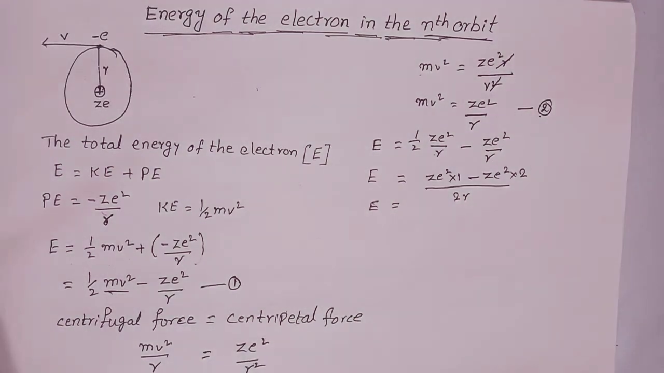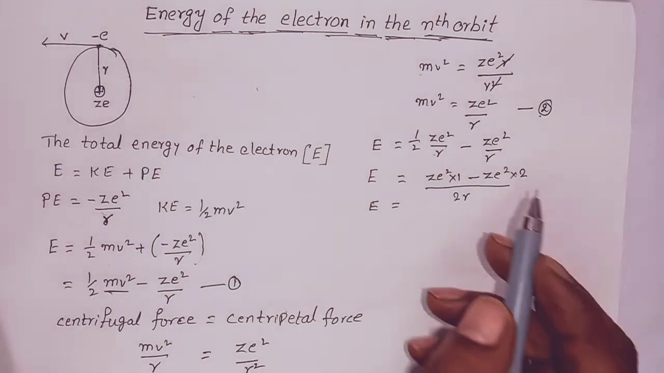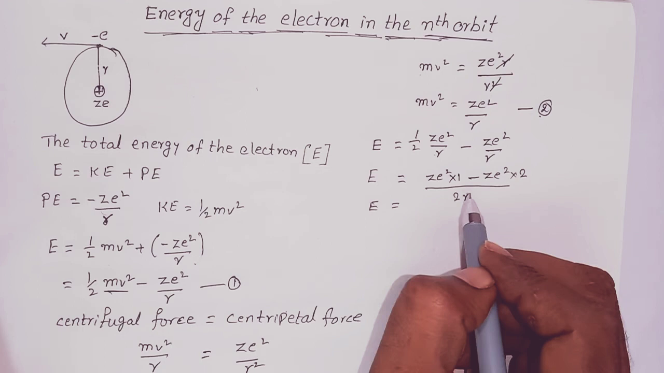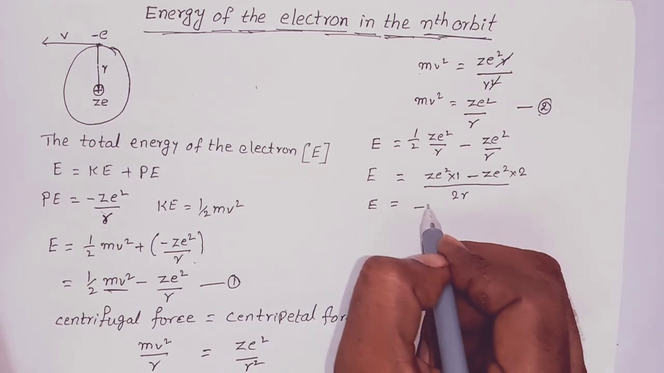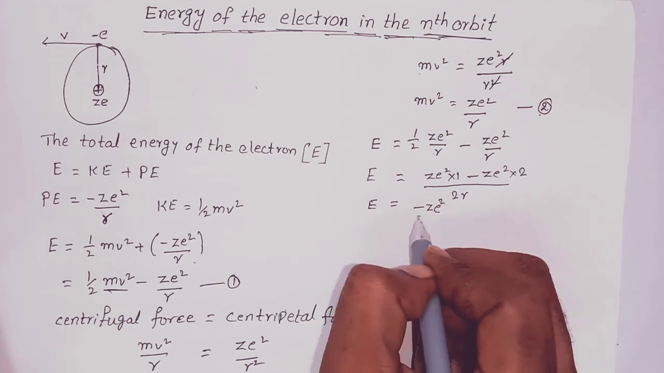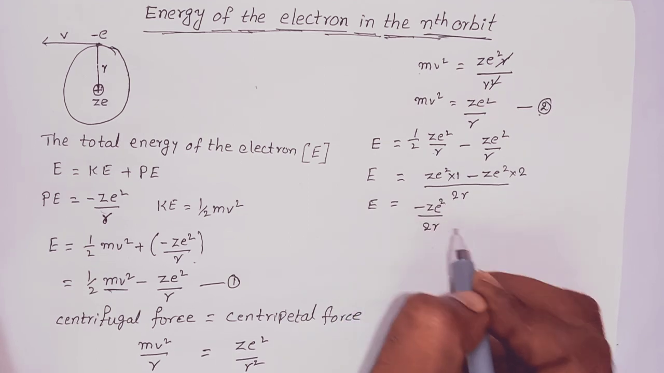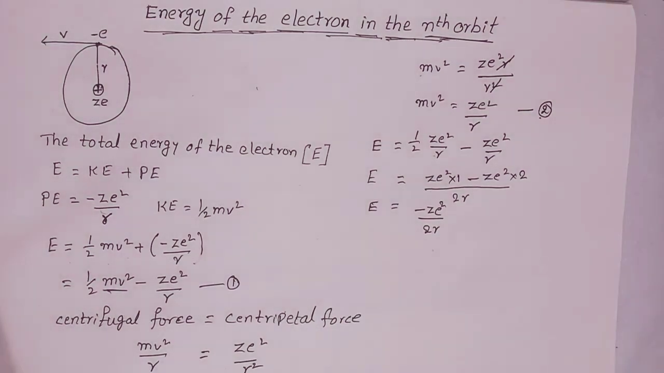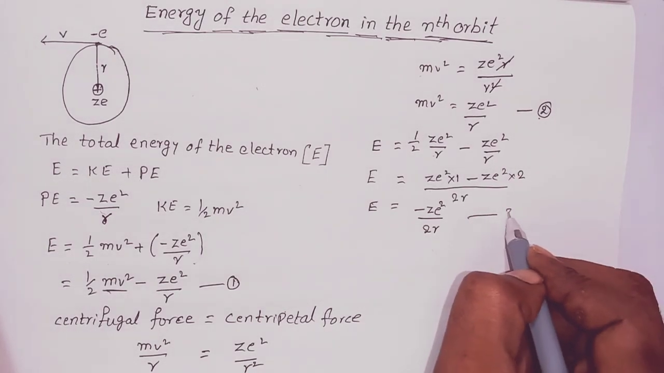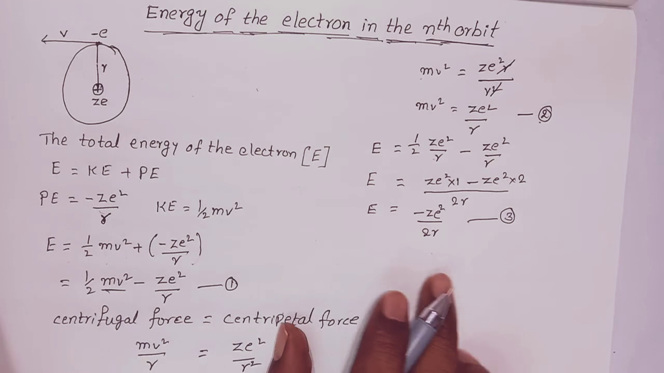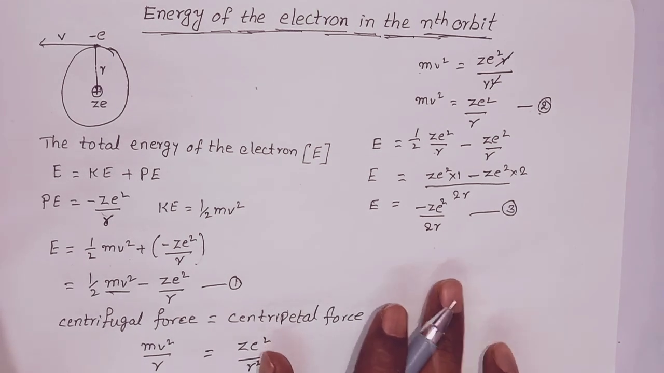then you will get the E equal to, here ze square minus 2 ze square. Then what will happen? Minus ze square by 2r. This is the total energy. Okay? So this is equation 3. Total energy we got like this much.